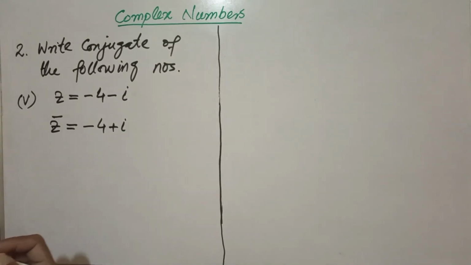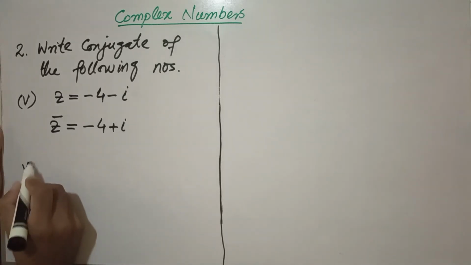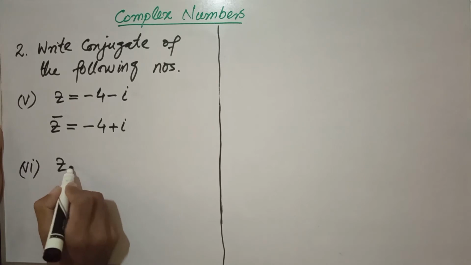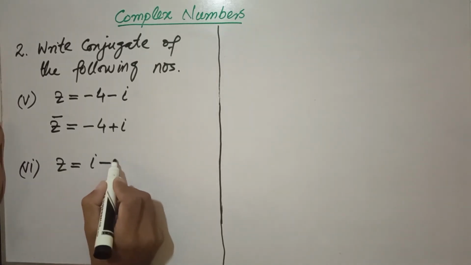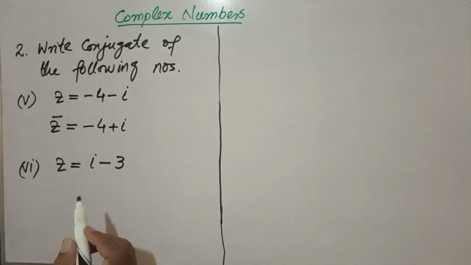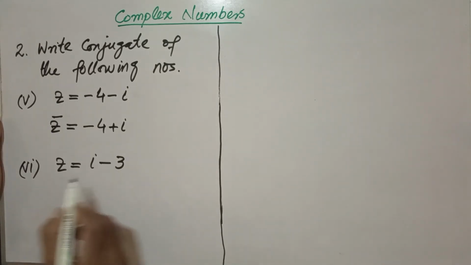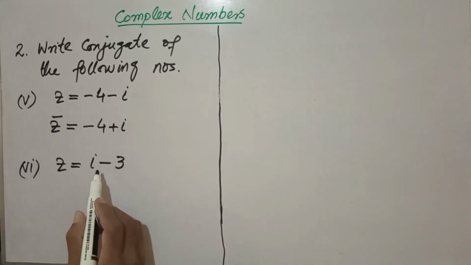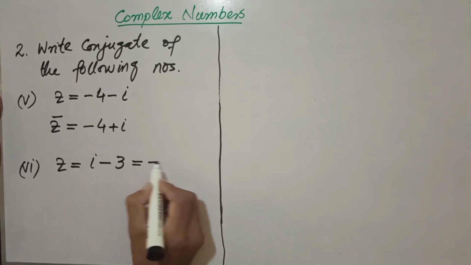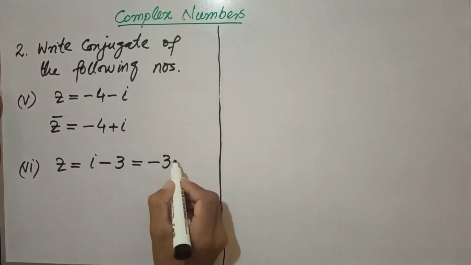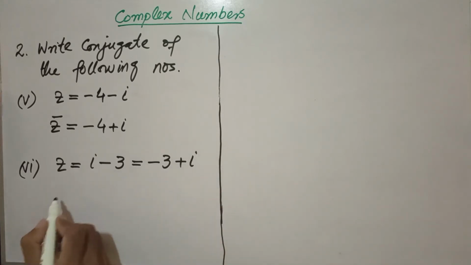Okay, I'll solve one more part. That is, for example, part 6. Z is equal to iota -3. In order to find the conjugate, first we'll write this in the general form. That is, first we'll write the real part, which is -3, and then the imaginary part.